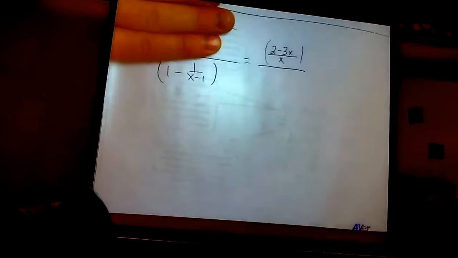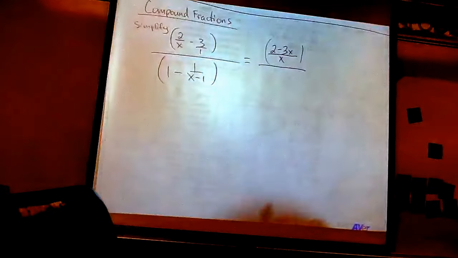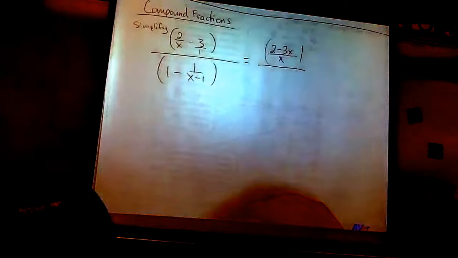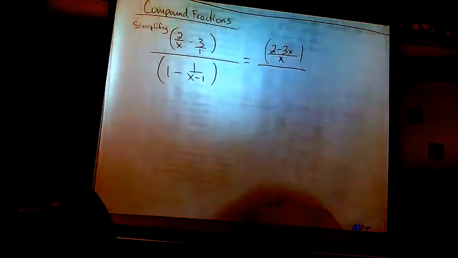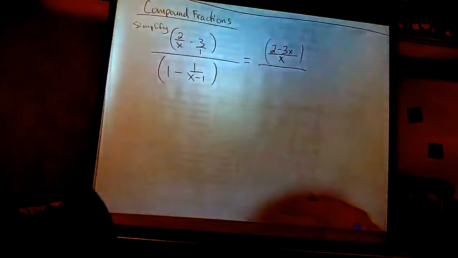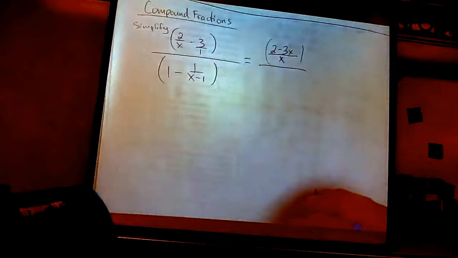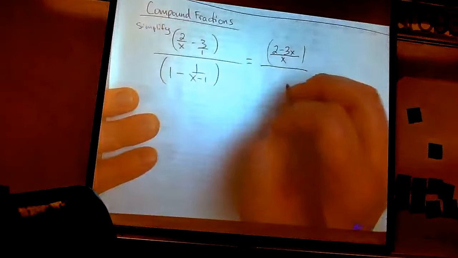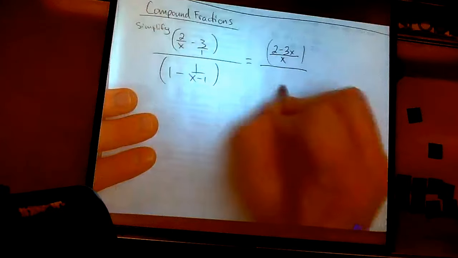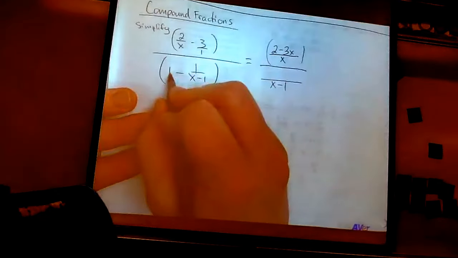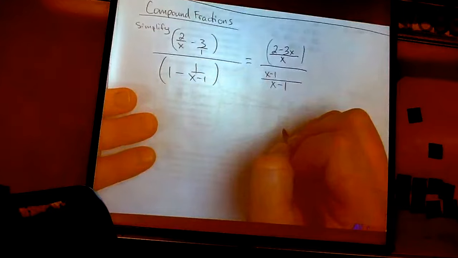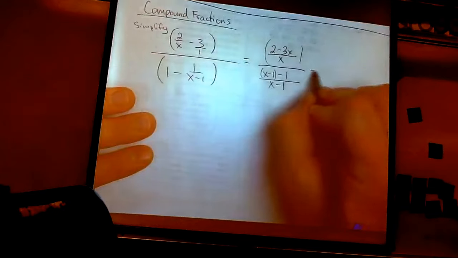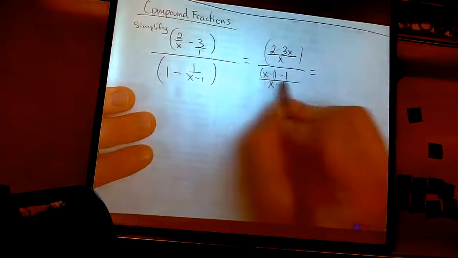Bottom, do the same thing. What's the bottom? Is it 1 minus x minus 1? So you got x minus 1 as your denominator. So this one on top is multiplied by x minus 1, minus 1. So really it's x minus 1, x minus 2.